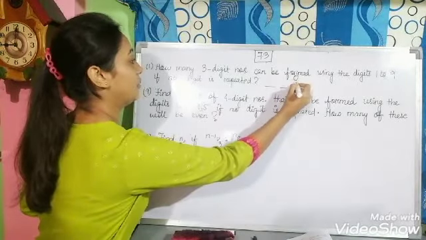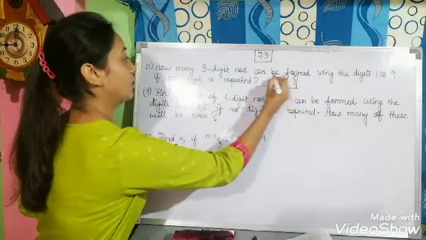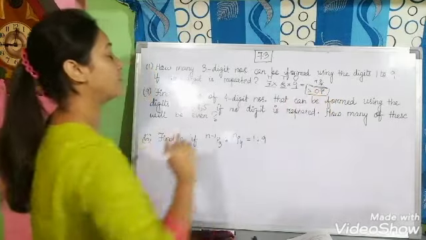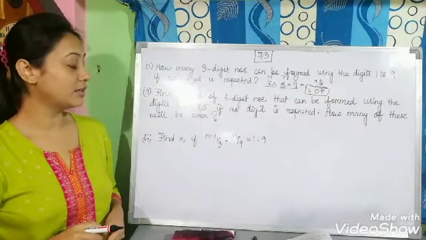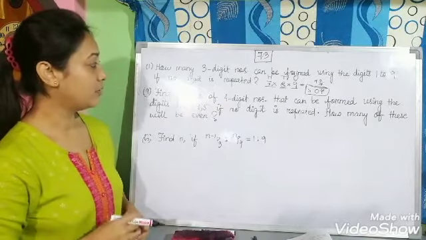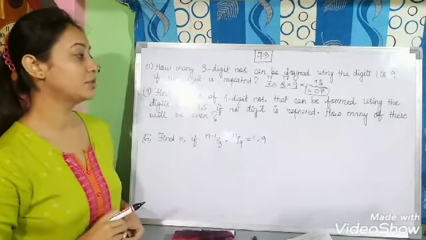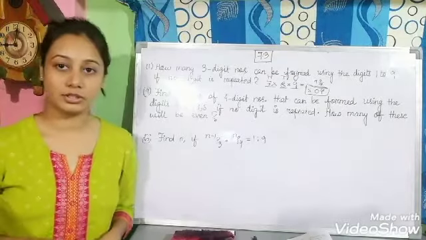So 1's place can be filled up in 9 ways. 10's place will be filled up in 8 ways since no repetition is allowed, and 100's place can be filled up in 7 ways, and the total number of numbers is equal to 7 into 8 into 9, which is equal to 72 into 7, that is equal to 504. So 504 is the number of 3-digit numbers that can be formed using the digits 1 to 9 where no digit is repeated.